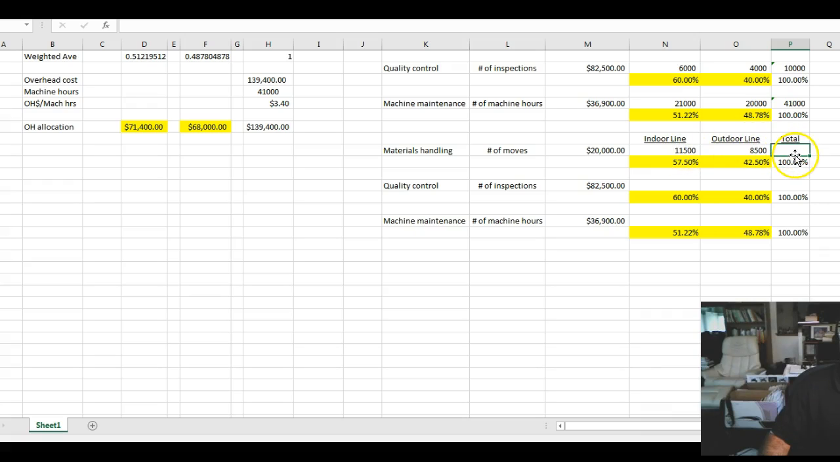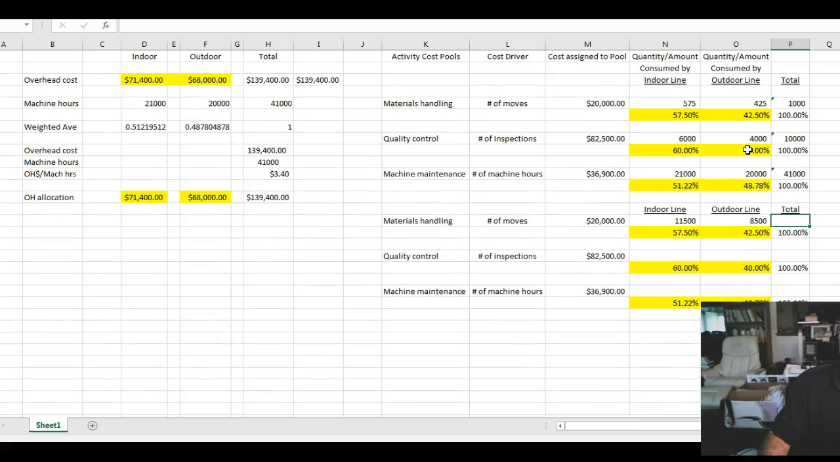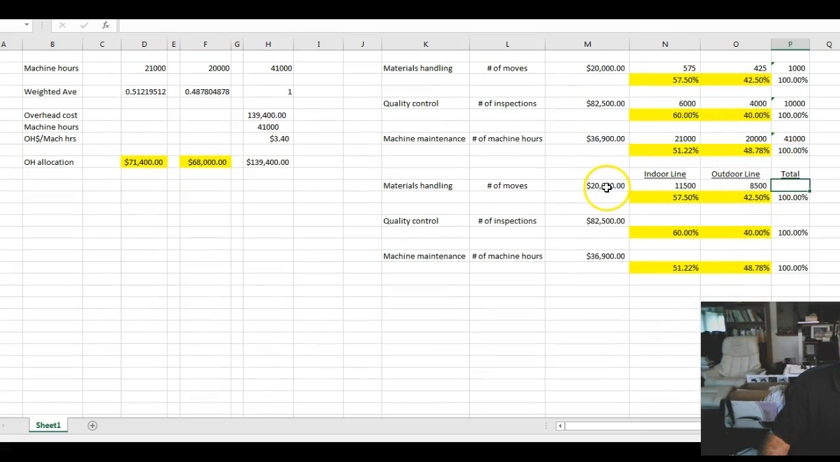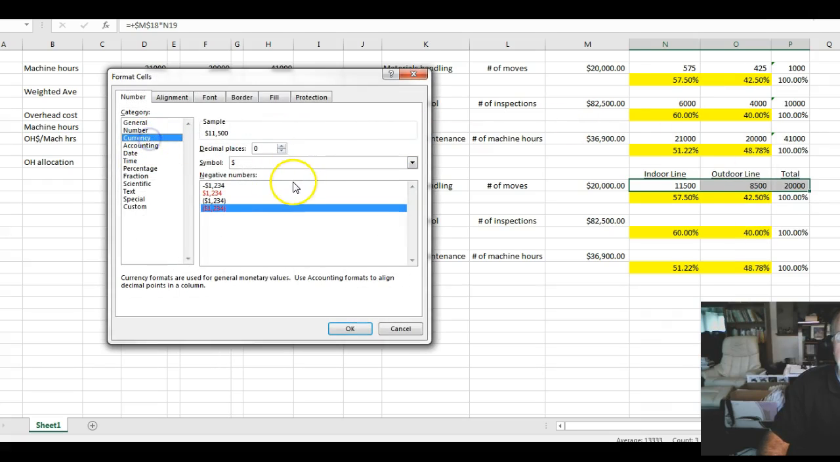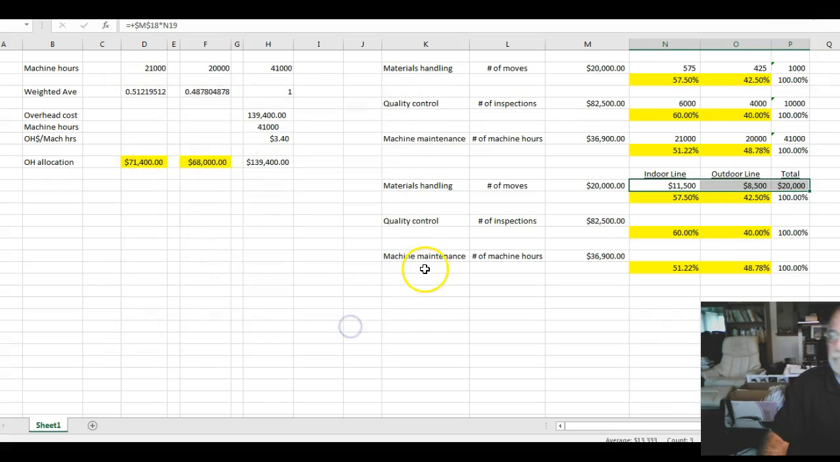And what should this total be? You're right, this total is the total cost allocated for this activity cost pool, which is the $20,000 of materials handling cost. And so we can verify that simply by adding up these two amounts, and it is indeed $20,000. And we probably want to format those cells as currency.